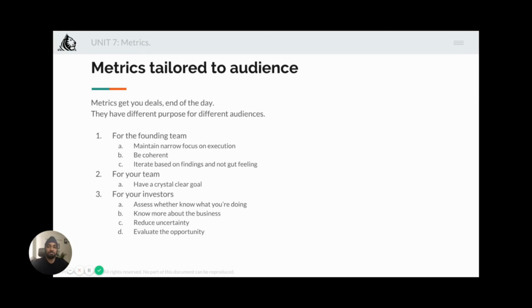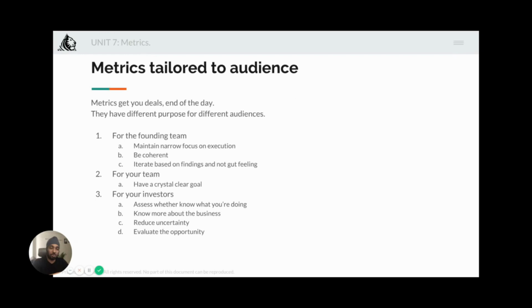So metrics need to be tailored to the audience that you're presenting them. Metrics get you the deal end of the day. Everything else will get you attention, will get you respect, and so on. But metrics will finally get you the deal or the promotion or the progress that you're seeking, right? So they have different purpose for different audiences. For the founding team, metrics help in maintaining narrow focus and execution, in being coherent, in iterating based on findings and not just gut feeling. And that's why the founding team keeps on asking for specific numbers.